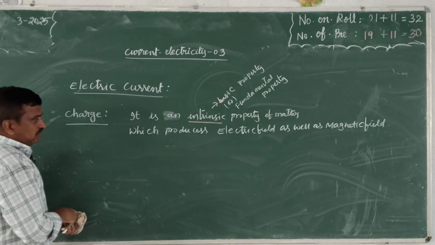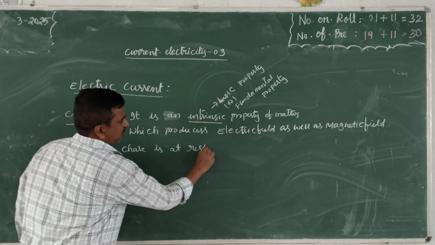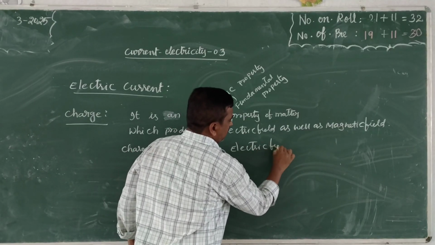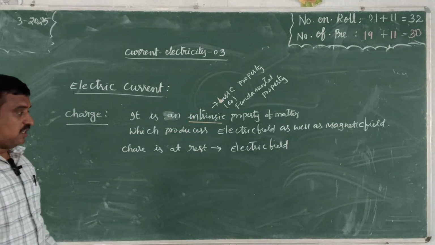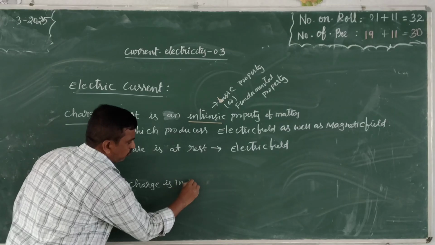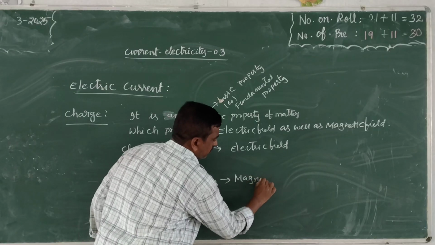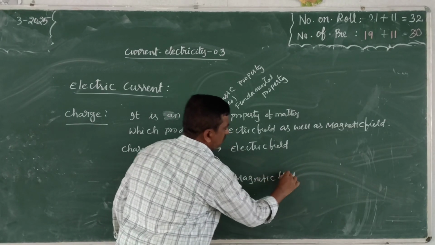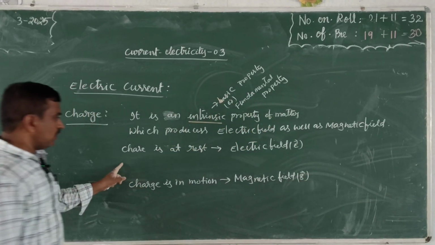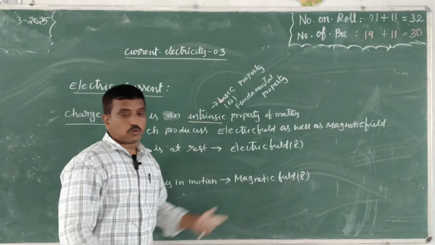For example, see, if charge is at rest, it produces electric field. If charge is in motion, it produces magnetic field. See, charge is at rest, it produces electric field. Charge is in motion, it produces magnetic field.